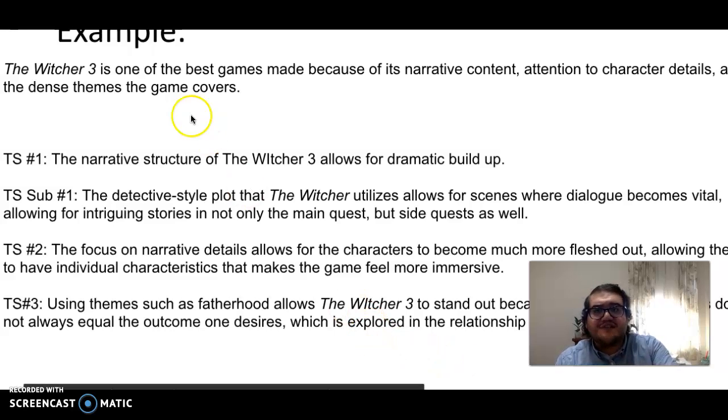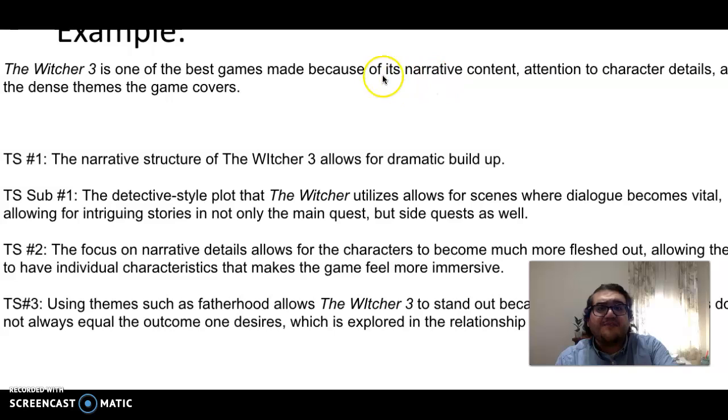So hopefully you guys could see that this is my claim right here. One of the best games made. And then here's my reason A, because of its narrative content. Reason B, because of its attention to character details. Finally, reason C, because of the dense themes the game covers, right? So like I said, each reason lets the reader know what the body paragraph in the actual essay is going to be about, correct? This does not mean that we're only limited to three body paragraphs.